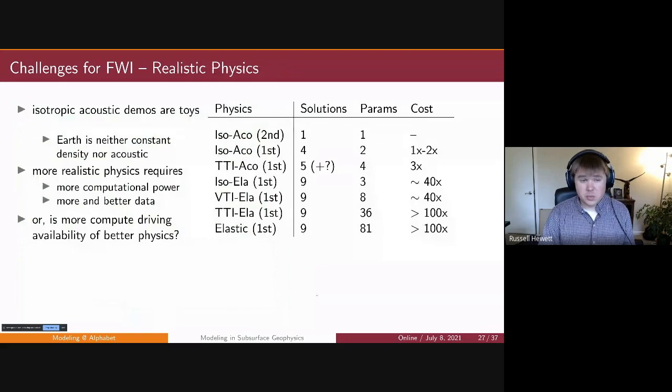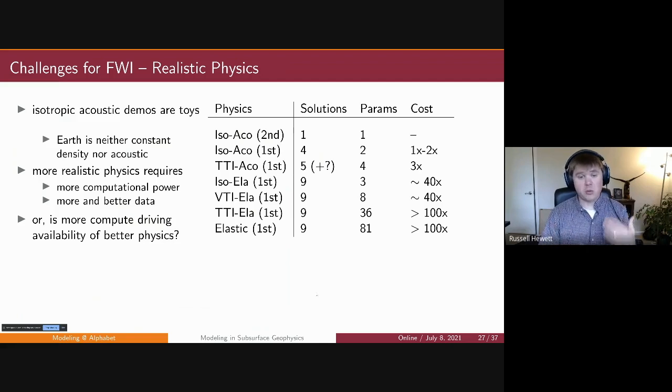It's also very expensive. The Earth is neither acoustic nor constant density, so all my assumptions in that little toy are completely garbage. More realistic physics requires a lot more computational power and more and better data. So single component data is not good enough anymore. We have to be able to accurately address the coupling between the acoustic ocean and the elastic Earth.